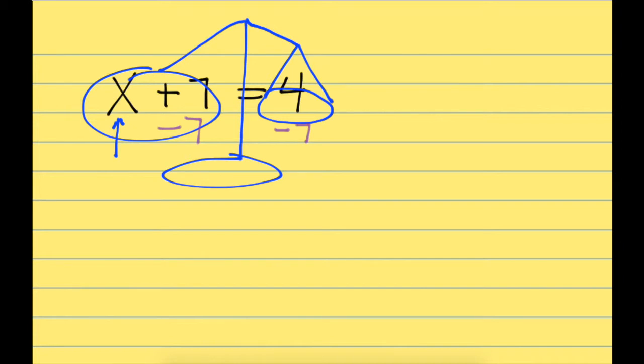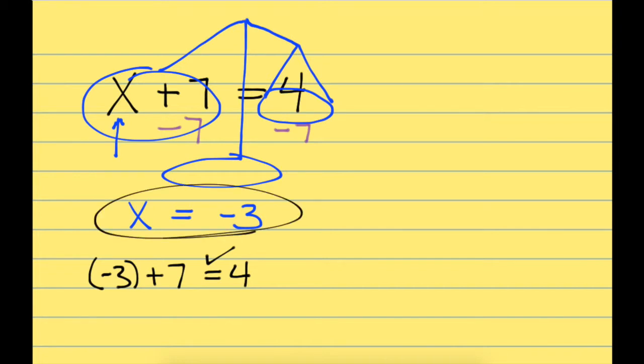So whatever I do to one side of the equation, I have to do to the other side of the equation. When I do that, on the left-hand side, I'm left with just x because I've removed the 7. On the right-hand side, I get whatever 4 minus 7 is, which is -3. So that should be my answer. But if I'm not sure, I can check. Does -3 plus 7 equal 4? Yes. So x equals -3 is our answer.